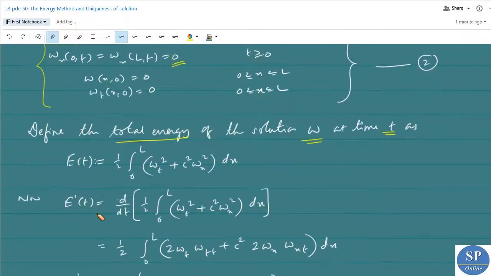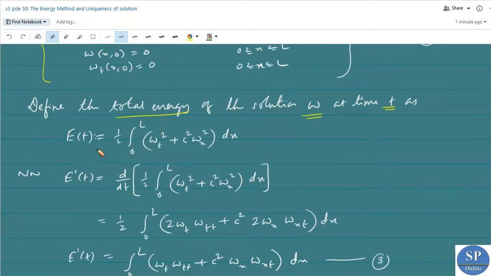Okay, now we are finding the derivative of this total energy E(t), that is, E'(t) is equal to d by dt of 1 by 2 times the integral from 0 to L of w_t squared plus c squared w_x squared dx.